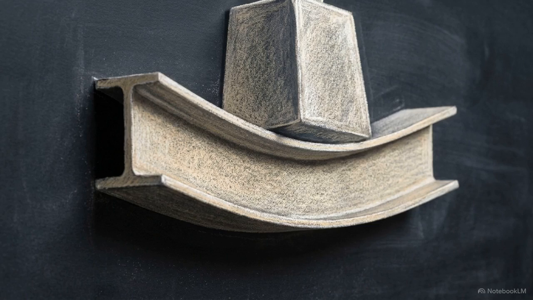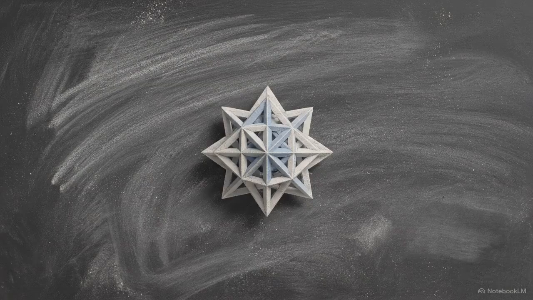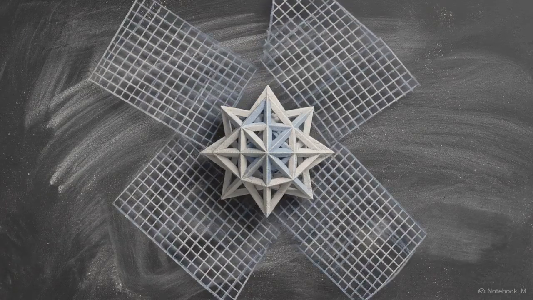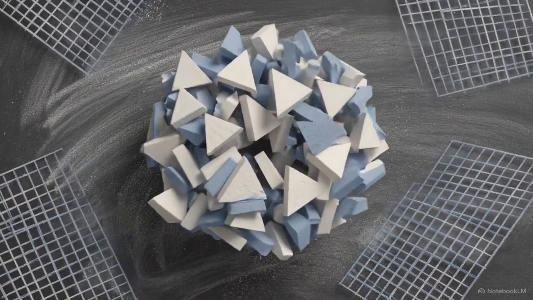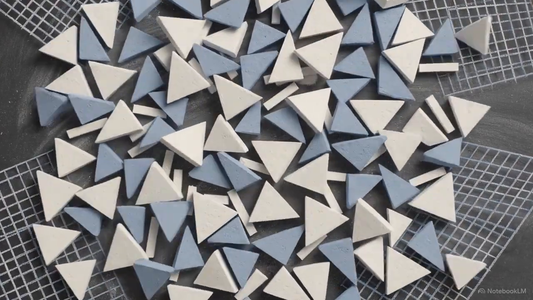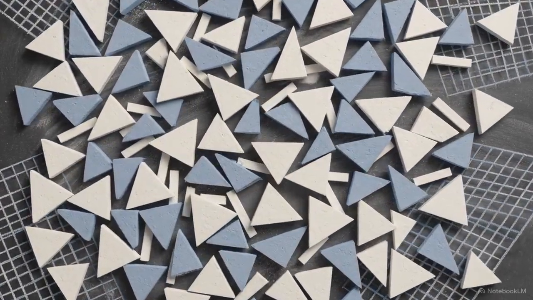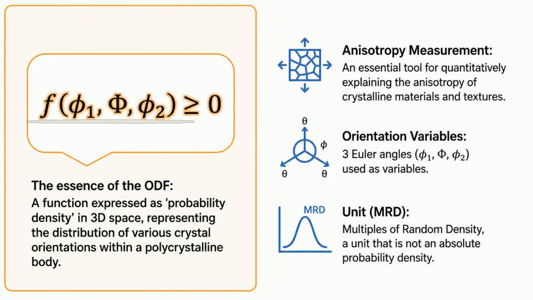To predict how a piece of metal will bend, stretch, or break under stress, we have to look past the macroscopic surface. We need to map the microscopic crystallographic orientation of millions of individual grains simultaneously. The mathematical solution to quantifying this texture is the orientation distribution function, or ODF.